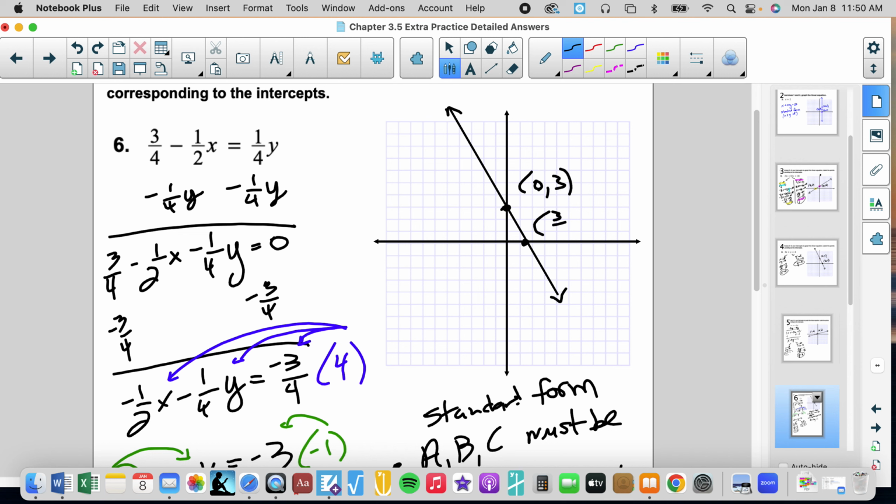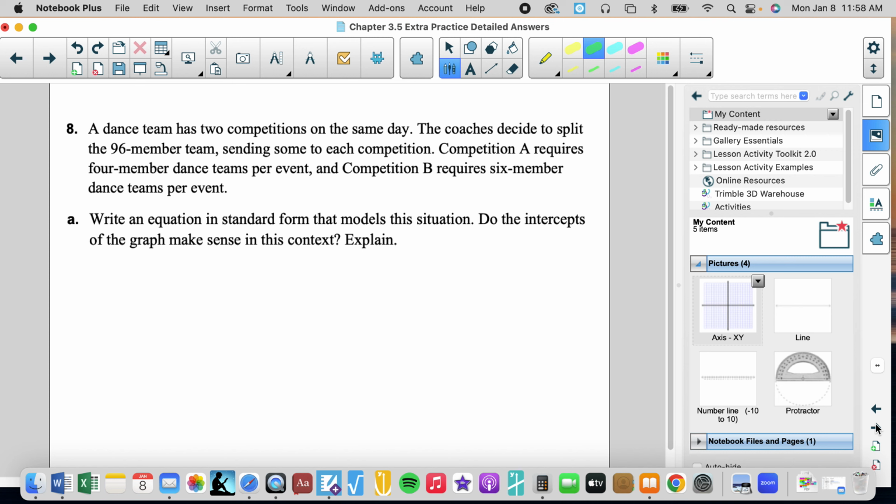A dance team has 2 competitions on the same day. The coaches decide to split the 96-member team, sending some to each competition. Competition A requires 4-member dance teams per event, and competition B requires 6-member dance teams per event. Write an equation in standard form that models this situation. Do the intercepts of the graph make sense in this context?